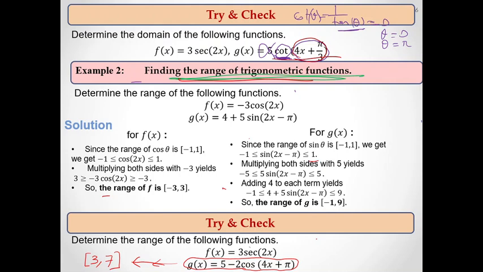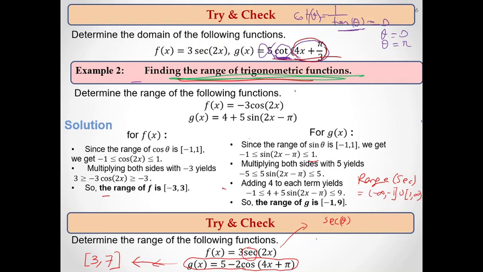But for this one, secant, this is a little tricky. In the secant, we have secant theta. When you look at the table, you will see the range of secant theta is minus infinity to -1, union 1 to infinity.